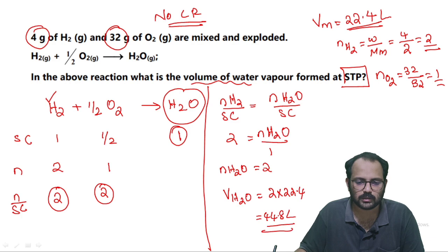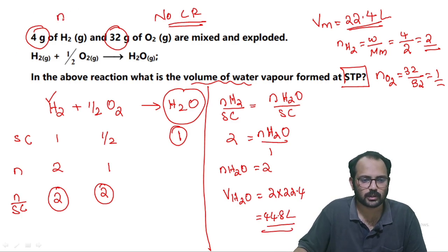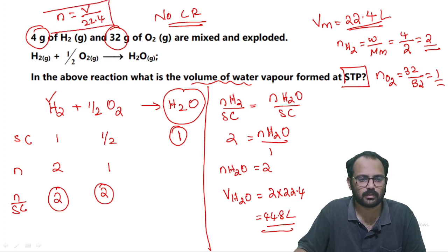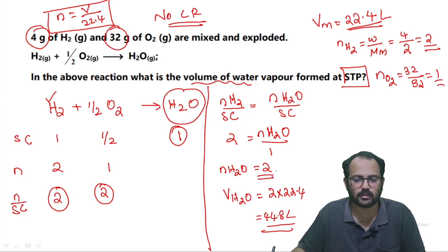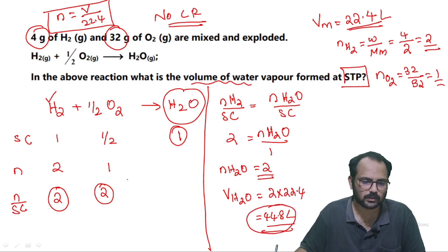So this is how we have to solve. Number of moles of water is 2. You already know the equation: number of moles is equal to volume by 22.4 at STP, right? So to find the volume, volume is equal to 22.4 into N. N we have found out here, 2. 2 into 22.4, 44.8 liters is the answer. You can directly get the answer from here.